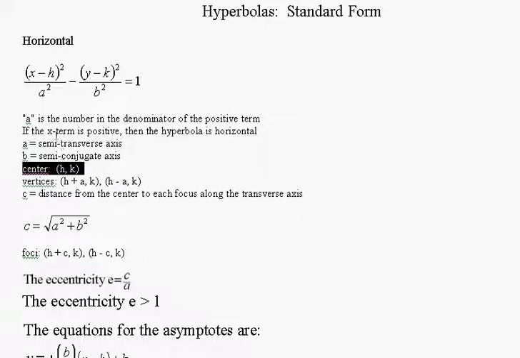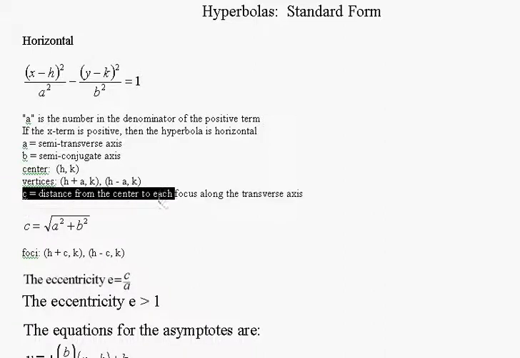The center is HK, so the opposite of what's in parentheses with X, the opposite of what's in parentheses with Y. There are only 2 vertices for a hyperbola, whereas an ellipse has 4. We find them going left and right, A, so we're going to add A to the X value of the center and subtract A from the X value of the center.